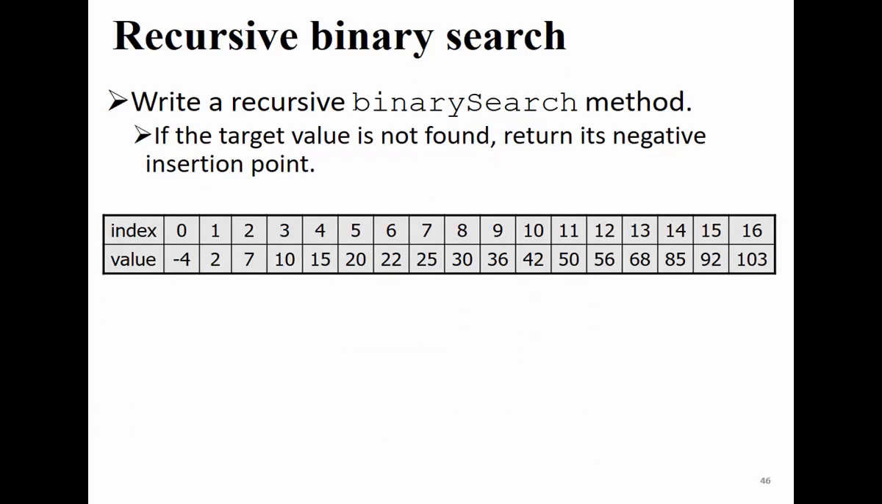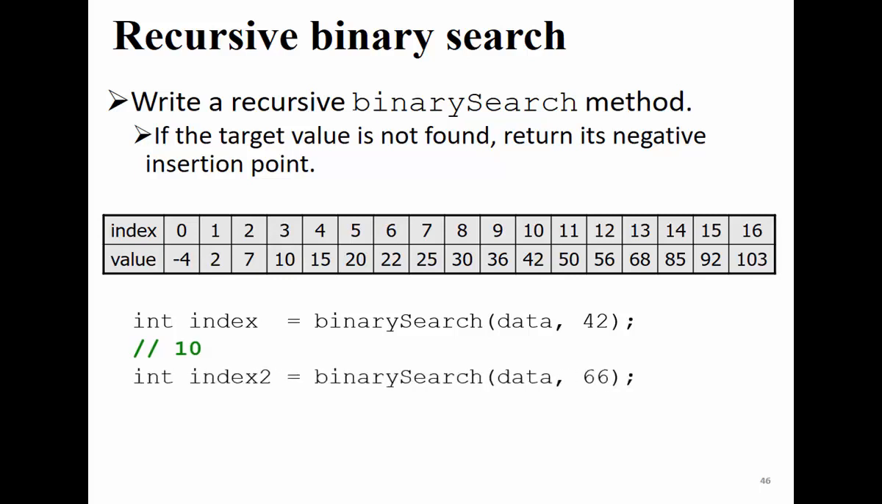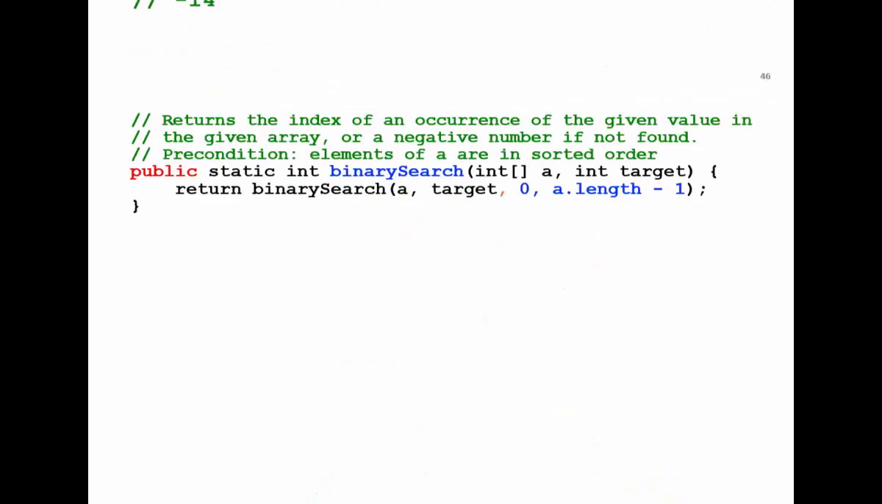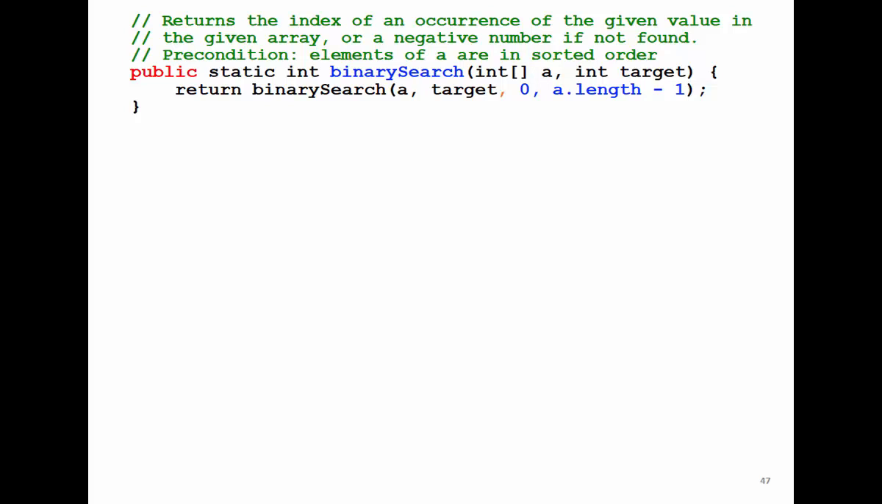So if we do the binary search recursively, if we call binary search for 42, we return 10. If we call the binary search for 66, we return minus 14, where the 66 should be located, plus 1, minus. To be able to do the binary search recursively, we cannot do it with one direct recursion where the method is calling itself. We need to define a helper method to allow us to do this recursive call.